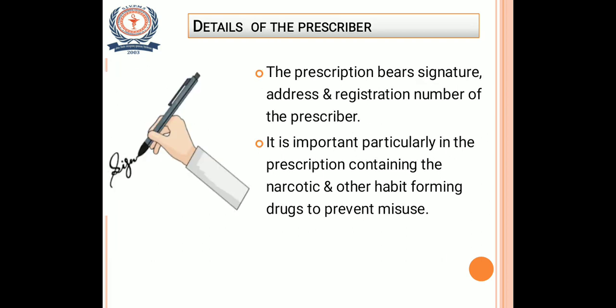And lastly, the details of the prescriber. To make the prescription authentic, the prescription should bear the signature, address and registration number of the prescriber, that is the physician. So again, it is important in prescriptions containing narcotic and other habit-forming drugs to prevent misuse. So this was all regarding the significance of different parts of prescription.